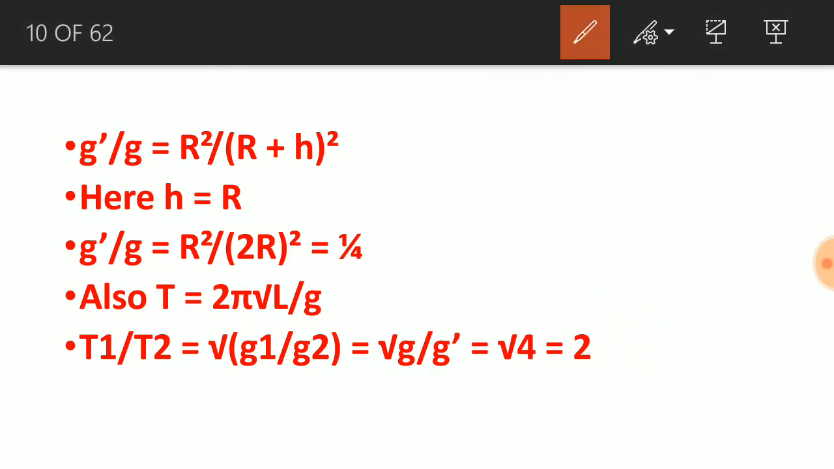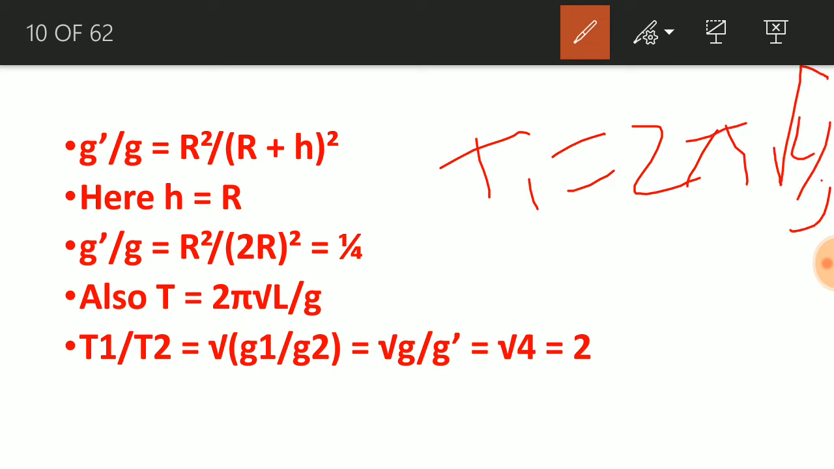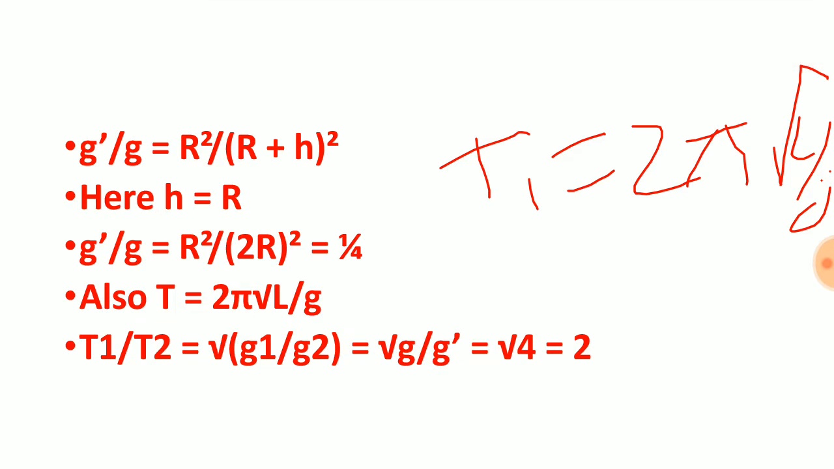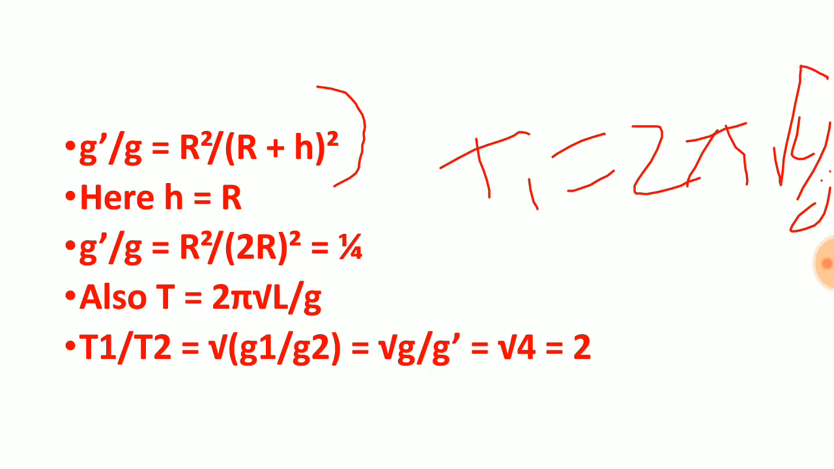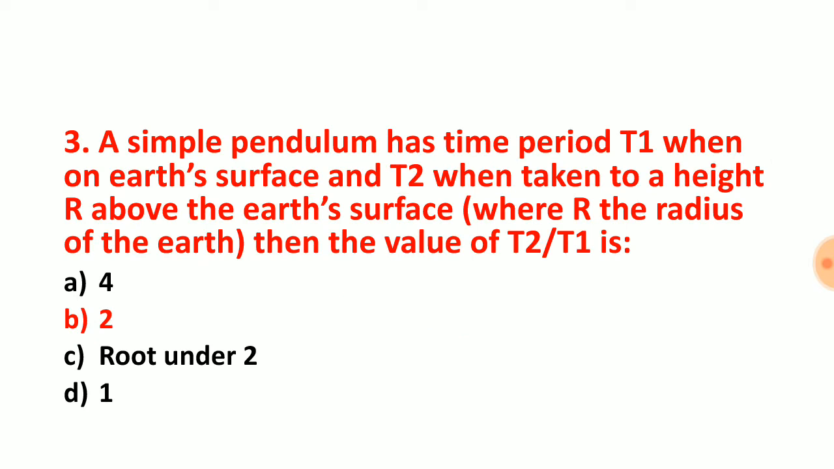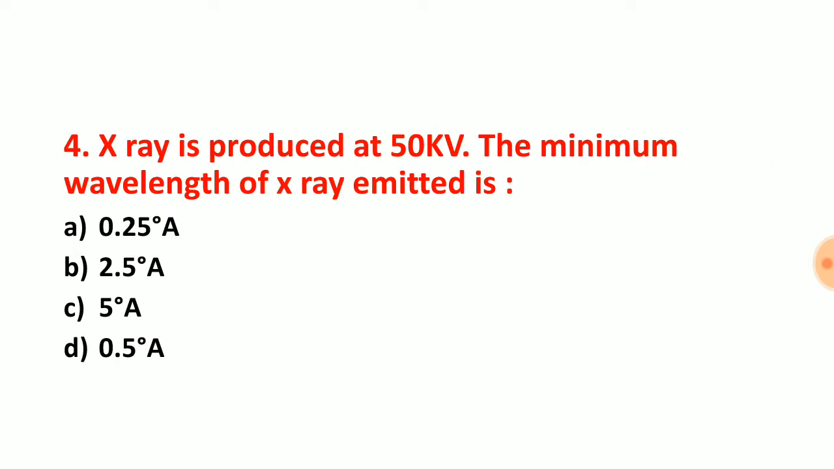This is simply T1 is equal to 2 pi root under L by g. Here L will be same, we can write this g as g1 and T2 will be g2, and we need to remember this formula as well. This is variation of gravity with height. So from this we will get 2 is the right answer for this question, which is option choice B. Now let us see question number 4.